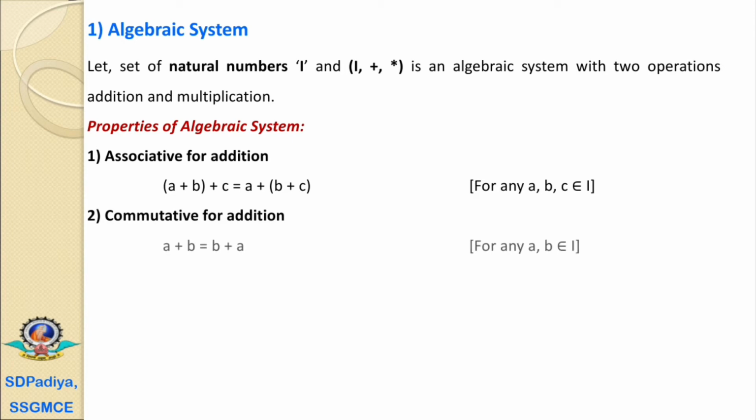It is commutative because a + b equals b + a for any two elements belonging to the set of natural numbers. Now for the set of natural numbers there is no identity element, because for the addition operation the identity element is 0, and 0 is not present in the set of natural numbers. The set of natural numbers only includes all the positive integer values from 1 to infinity.